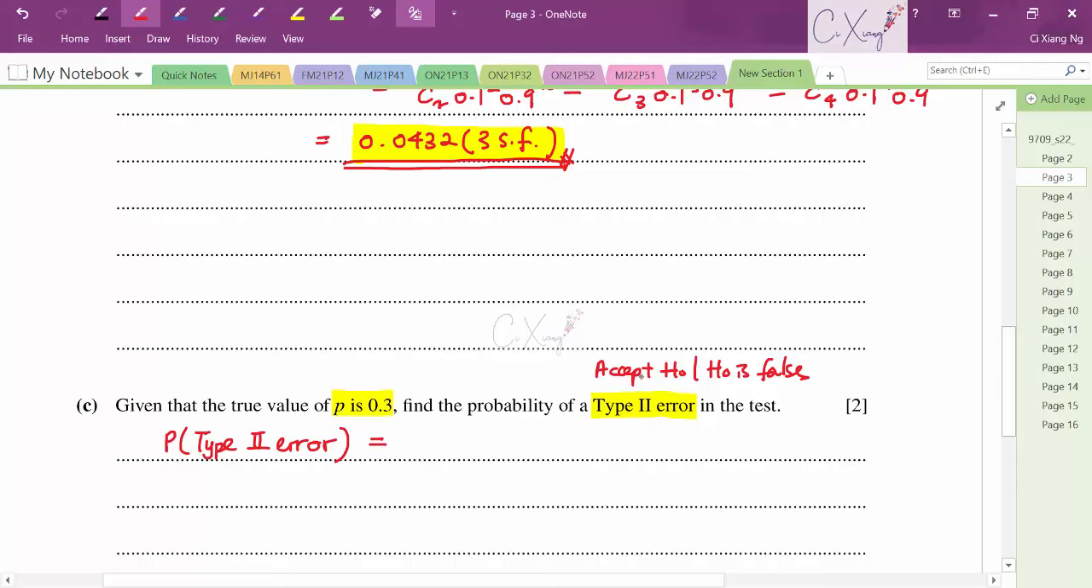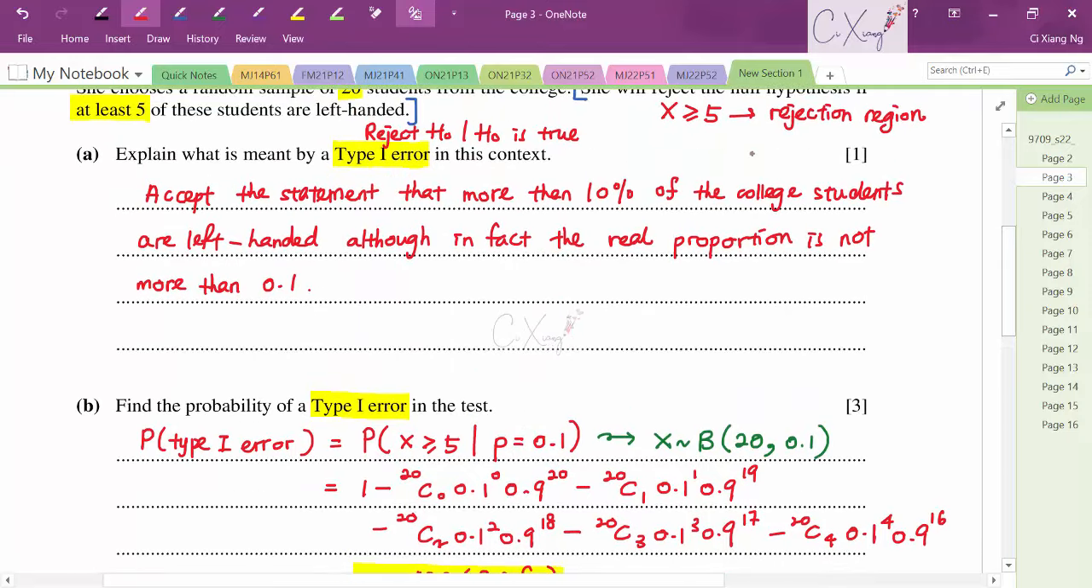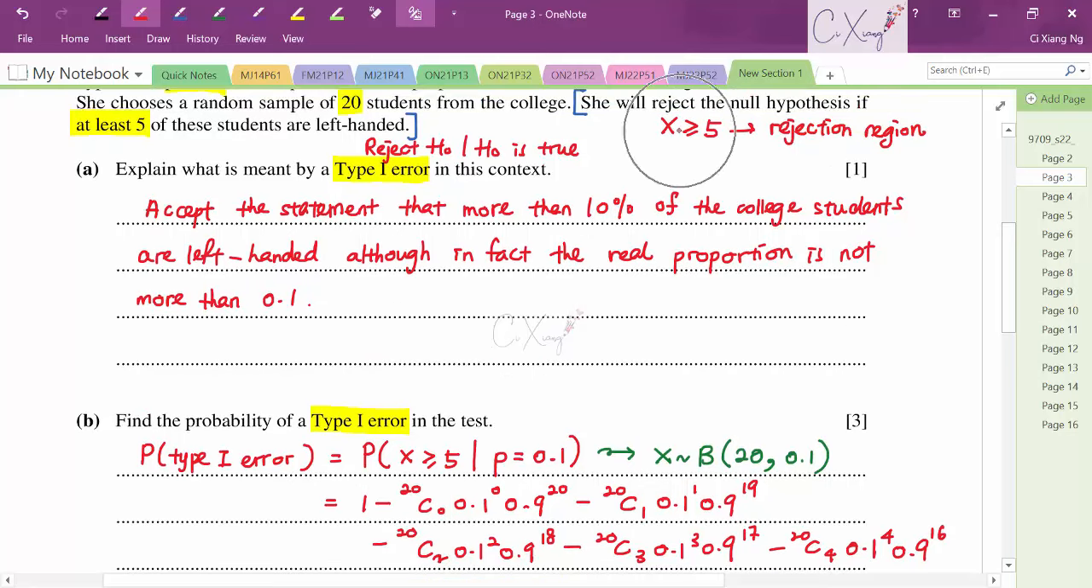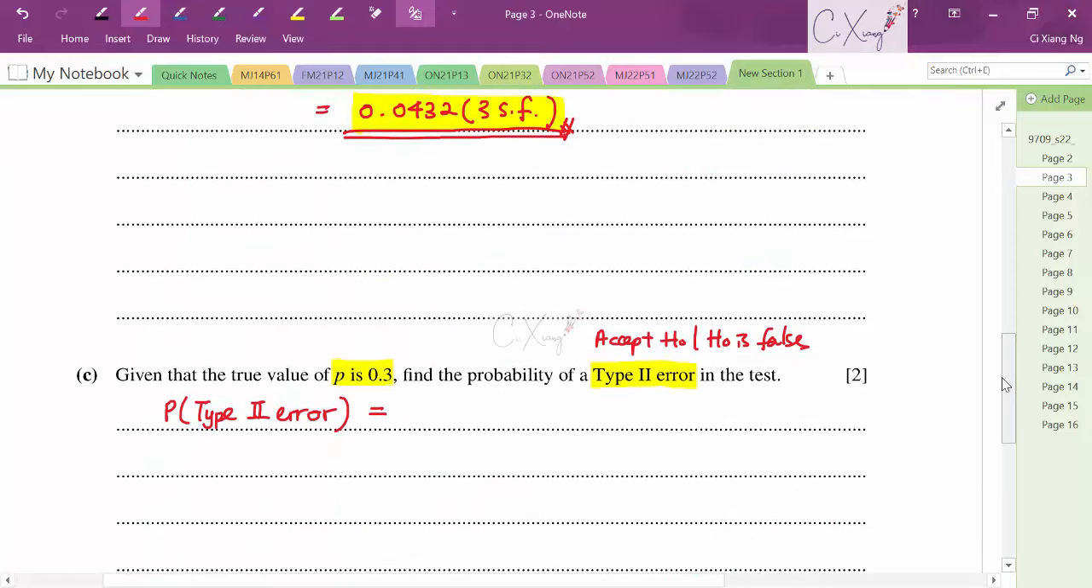All right, so for accepting the null hypothesis, generally I need the acceptance region. From the question, I already have the rejection region, which is x greater than or equal to 5. So the acceptance region will be the complement of this set, right? The complement of x greater than or equal to 5 is x smaller than 5. Therefore, in our calculation for the acceptance region, I will need to include x smaller than 5. This is my acceptance region.